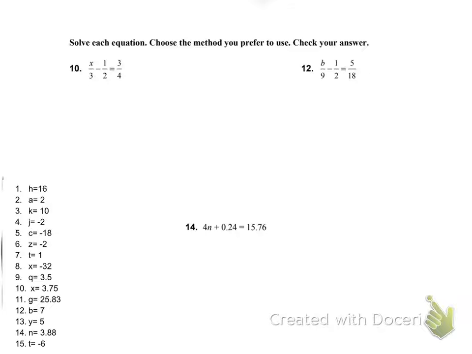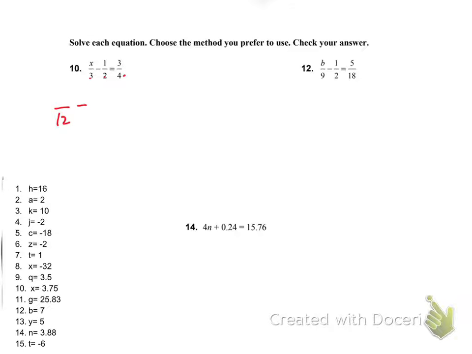All right, for 10 and 12, what you need to do is find the lowest common denominator. So what number can fit into all of these? Well, what can these numbers fit into? And then the lowest one they can all fit into is 12. So everything's going to be over 12.